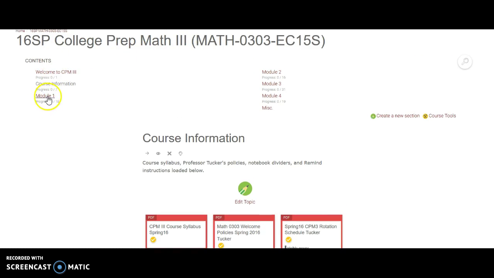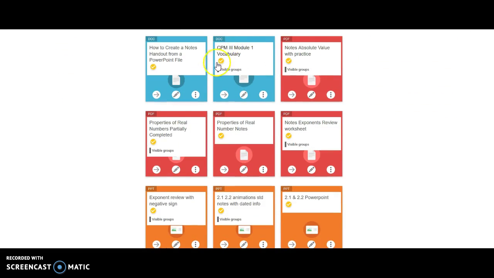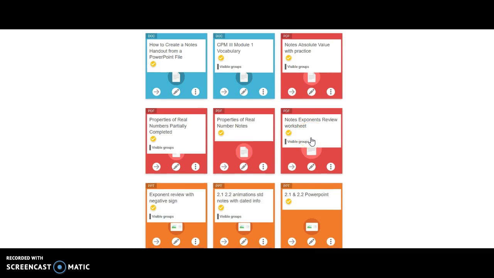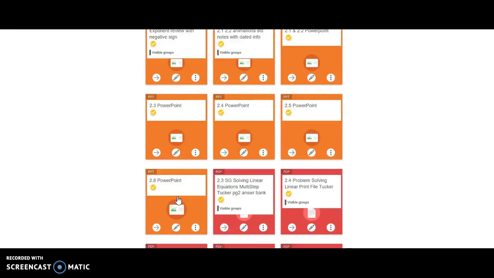If you go into Module 1, here is the vocabulary sheet for Module 1. Here's the absolute value practice. I just made a video on that for you. Properties of real numbers. We probably should run through that real quick in a video. Notes on exponents review. I'm going to do that with you in a minute, but I also wanted to show you that all of the lectures, the PowerPoints for the lectures that I do, are in here, and even if I didn't do it, my PowerPoint lectures are in here. Just click and open it up.